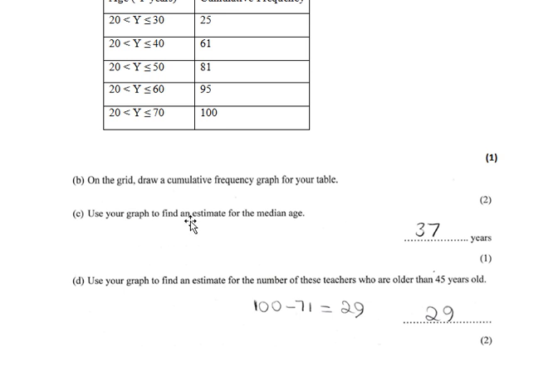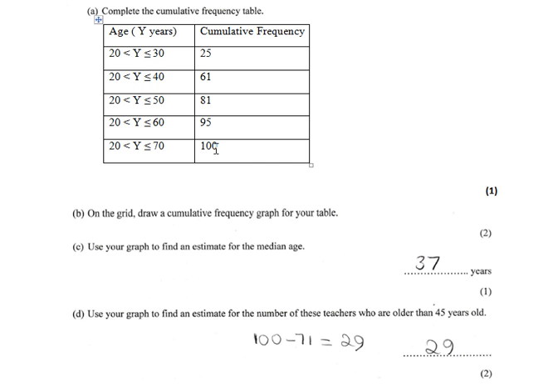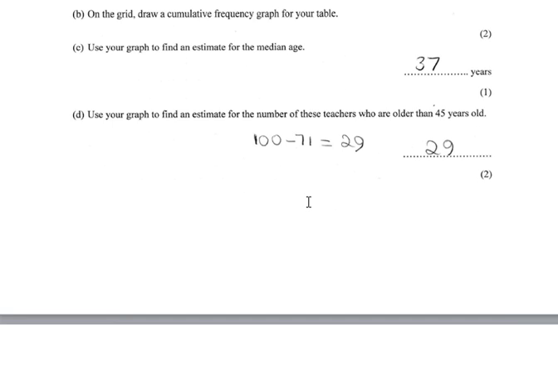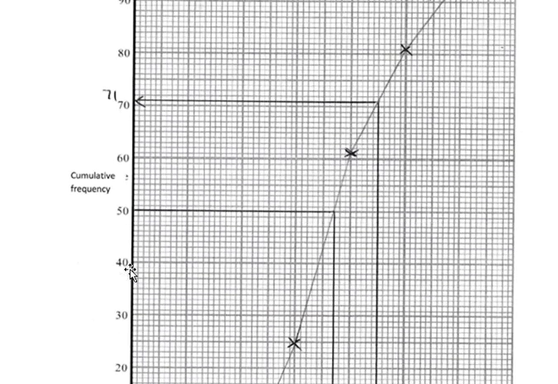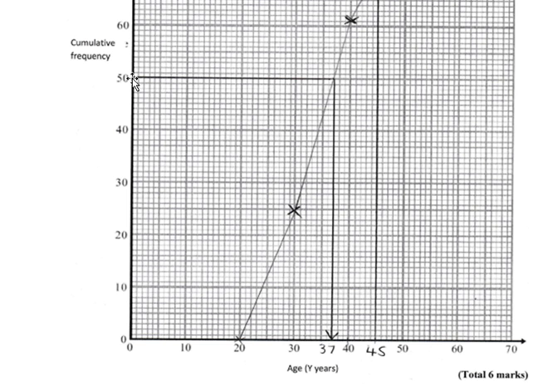Once you've drawn the graph, to find the median age, now there's 100 altogether, so we're going to go up to 50 to find the median. So there's 100, we went across at 50, and when you get to the line you go down. The median is about 37.